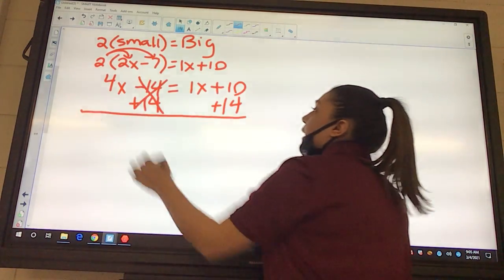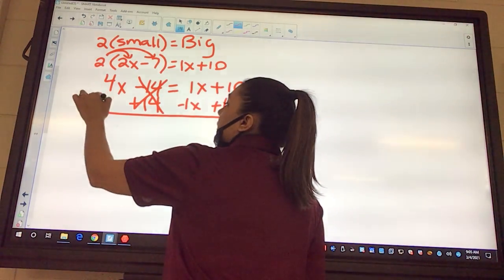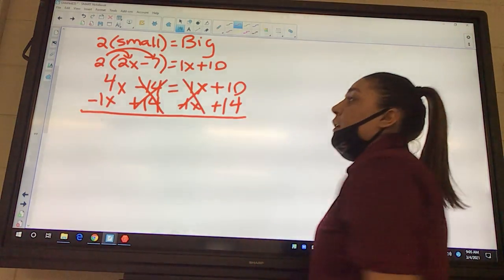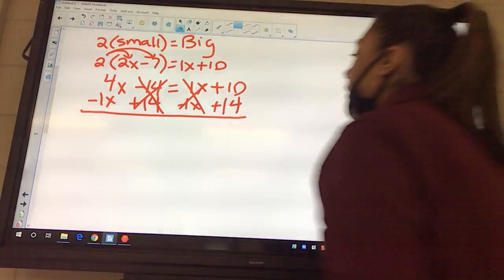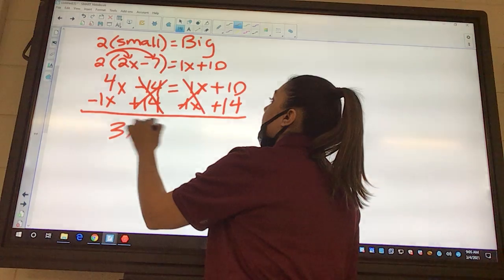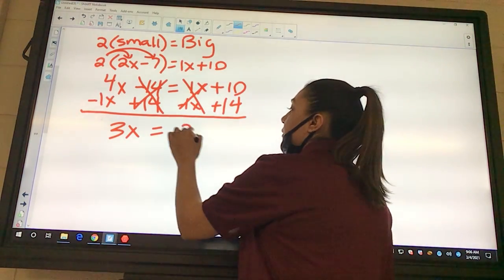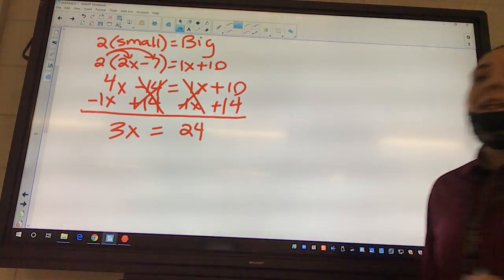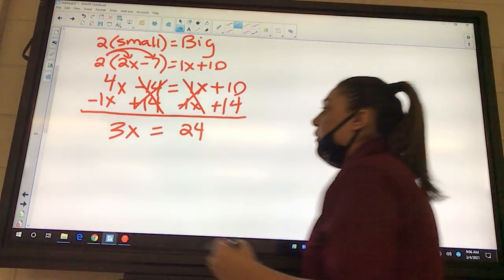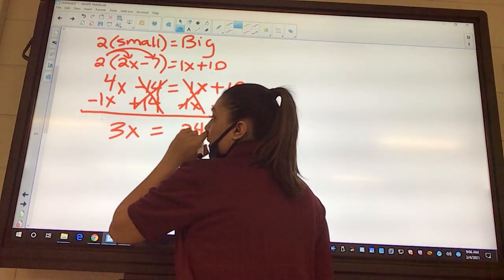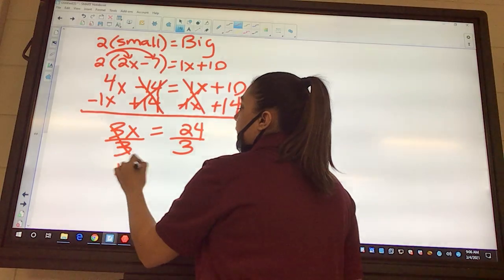Okay, and then I have a 1x on the right side, so that needs moved to the left. So what is 4x minus 1x? 3x equals 10 plus 14, 24. So I got 3x equals 24. What's our next step? Divide by what? 3. Yep, so x is going to equal 8.